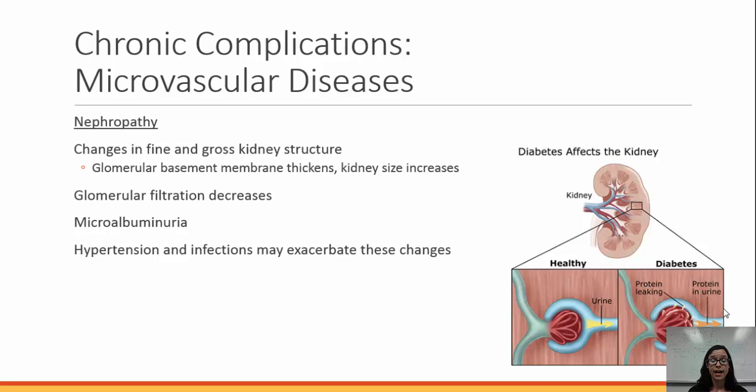A consequence is that our ability to filter our urine actually decreases, and we get protein in our urine, also termed microalbuminuria. And hypertension and infections can exacerbate these changes. And infections are actually very common in diabetes.